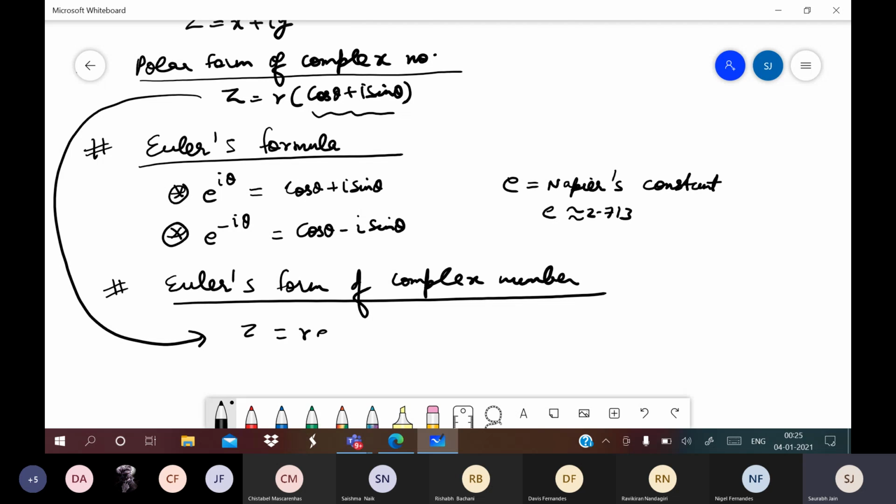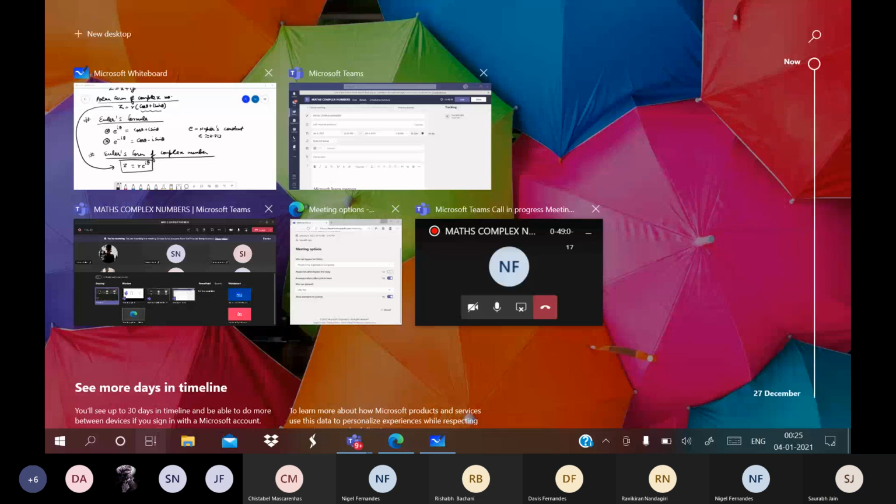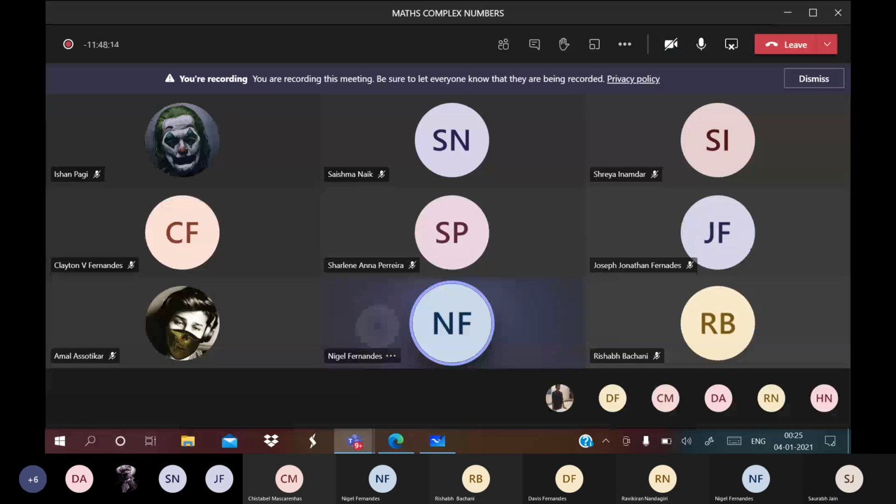In place of cos plus iota sin theta I'll be writing r into e to the power. This voice is getting repeated. What is it? It is from your side, I think.